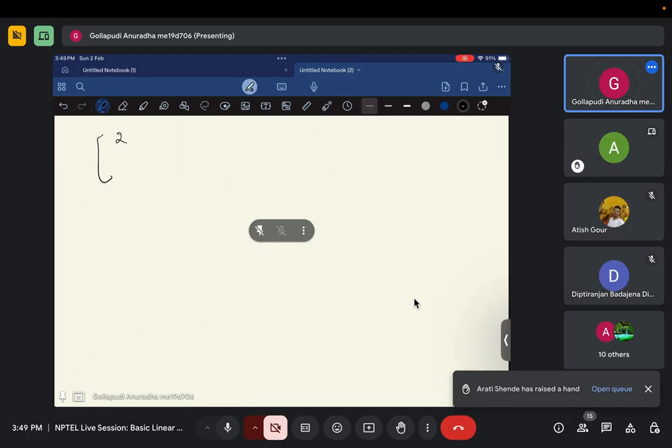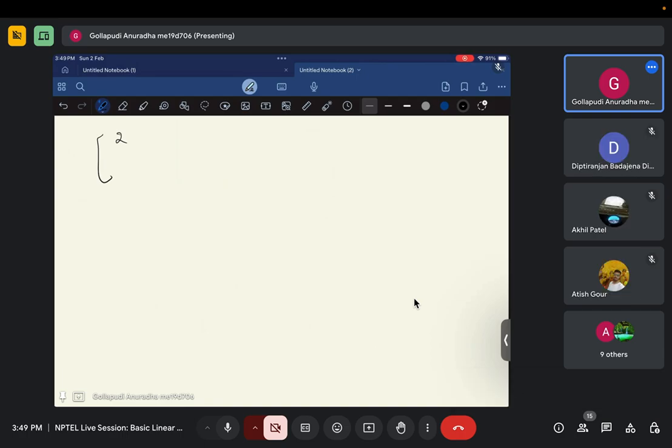Does someone have any question? No, ma'am. Someone raised hand. This is the inverse of the matrix which we started with. Is there any question here? The detailed explanation of why this method will work is already explained in the lectures.